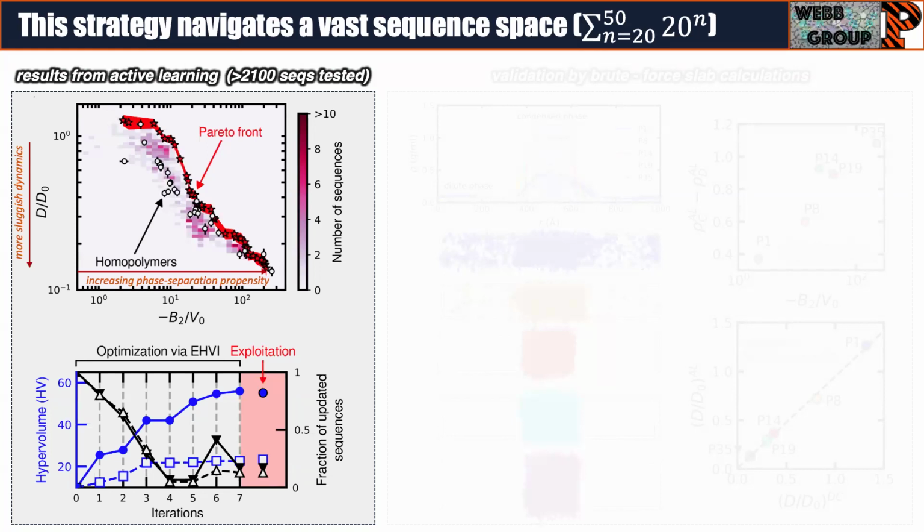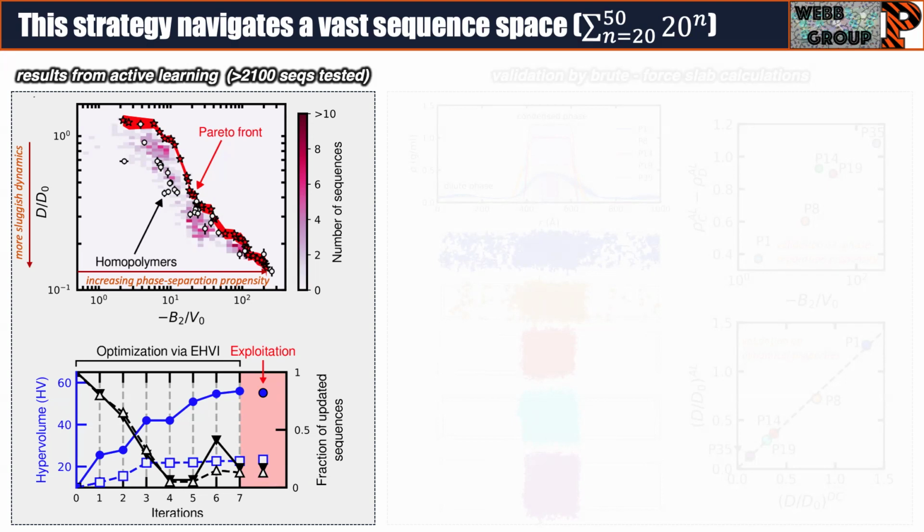Okay, so here's the final result, after about 2,100 sequences' worth of simulations that we've run. Actually, many more simulations than that, because every sequence requires many different kinds of simulations, but 2,100 sequences characterized. And this is the expression of our dynamics. We have more sluggish dynamics down here, and then things that like to phase separate more oriented along this axis. And this is our identified Pareto front, all the starred materials there. We don't explicitly show all the other sequences, just the density of sequences in these various regions.